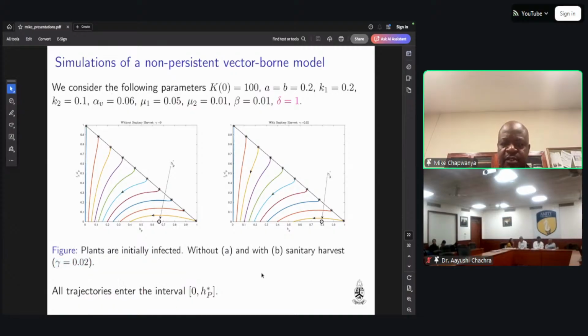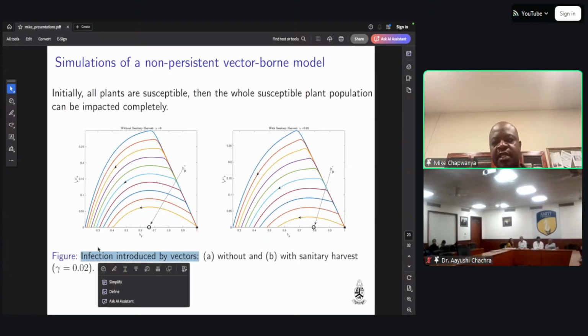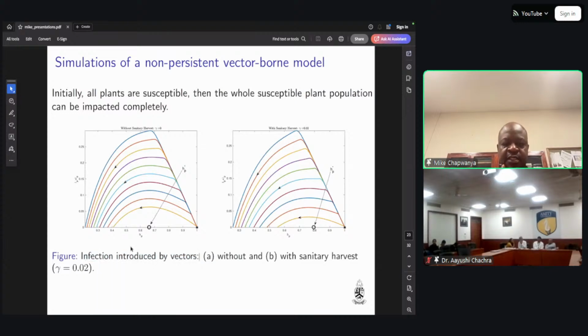So we can actually do different setups now, in this case where the infection is introduced from the vector. So you're saying initially it is the vector that has the virus and the plants are all susceptible. You can also do similar calculations, and again, it's just because of the numbers, it's a coincidence here, that without sanitary harvest, you are at about 65%, and with sanitary harvest, it's almost 80%.